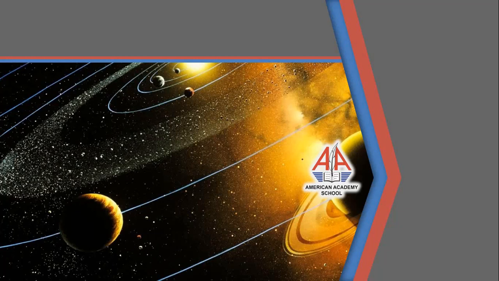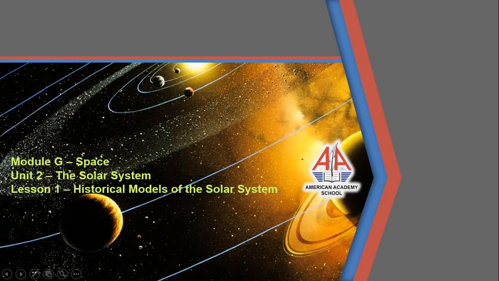Now, of course, we are still working with the same model, G, that is titled Space. The unit is 2, the solar system, and the lesson 1 is historical models of the solar system. Please follow up with me on the next slide so we can get to know what our learning objectives are for this lesson.